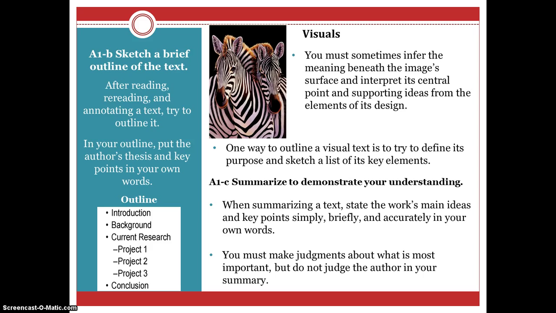One way to outline a visual text is to try to define its purpose and sketch a list of its key elements. Summarize to demonstrate your understanding. When summarizing a text, state the work's main idea and key points simply, briefly, and accurately in your own words. You must make judgments about what is most important, but do not judge the author in your summary.